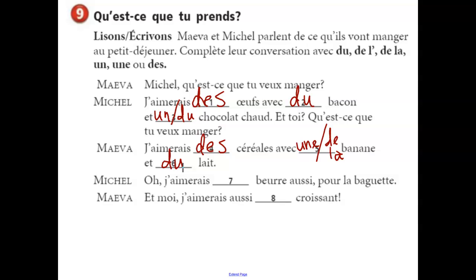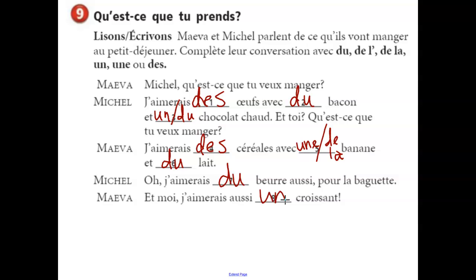Michel says, oh, j'aimerais du beurre aussi pour la baguette. Oh, I would like some butter also for the baguette. Maïva says, et moi, j'aimerais aussi un croissant. And me, I would also like a croissant. You wouldn't really have some of a croissant. You either eat the whole thing or you don't. So we're just going to stick with un on this one.